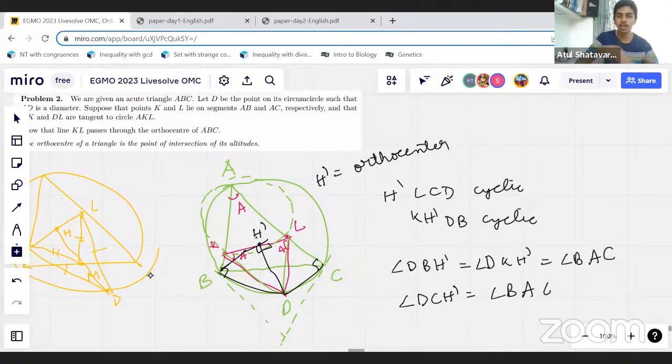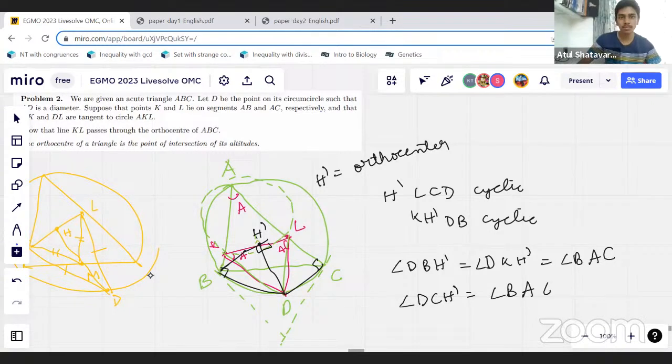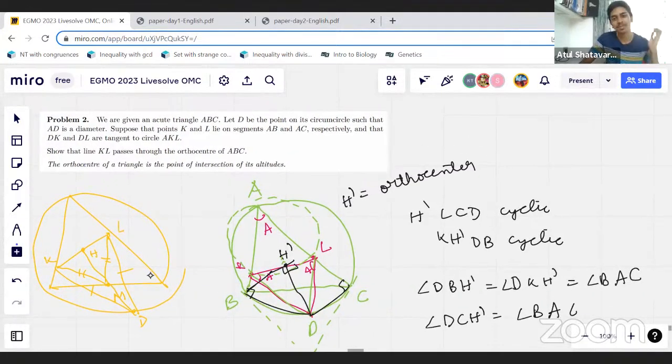And you repeat the same thing on the other side. And then you just get the angles out. That just implies H dash is actually the orthocenter. So KL passes through H dash. And this is funny because we've sort of seen this exact same problem before in some sense.